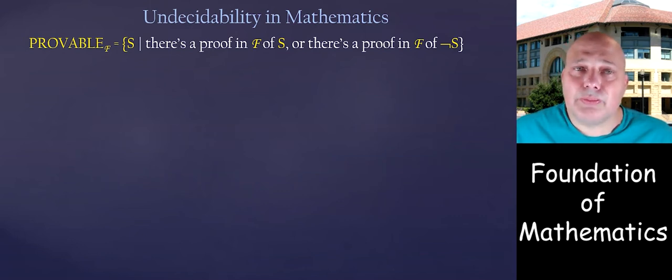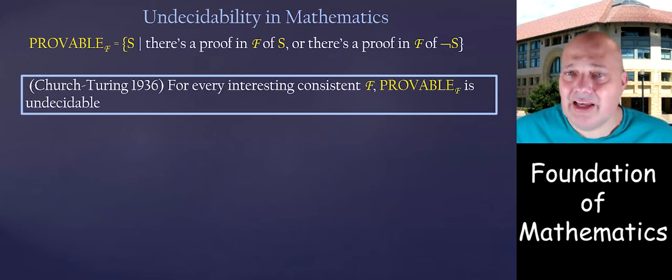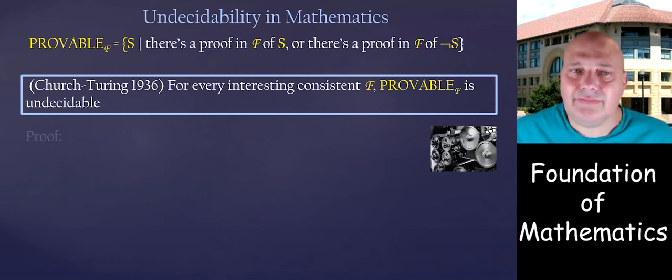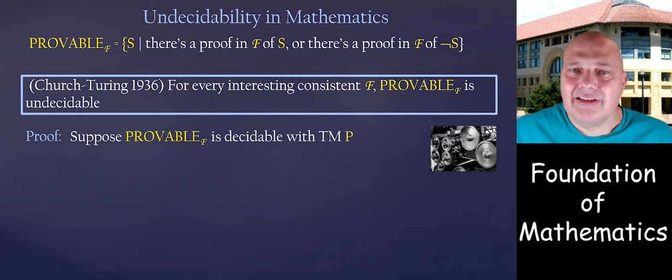So the language provable F of all the statements S that there is a proof in F of S, or there is a proof in F of its negation, this language is undecidable. So let's prove that. Suppose provable F is decidable. It means that there is a Turing machine P that decides it.